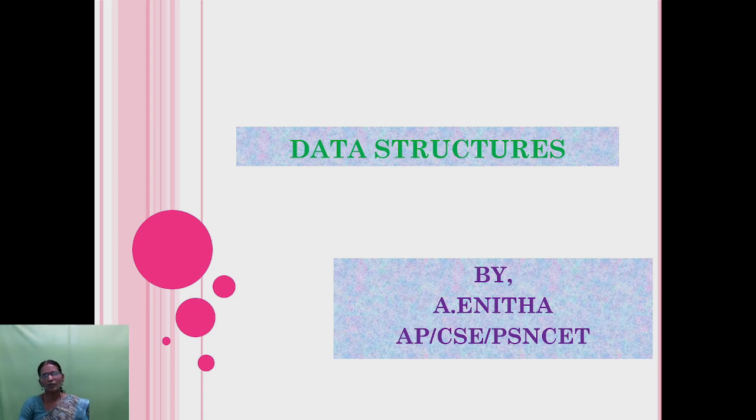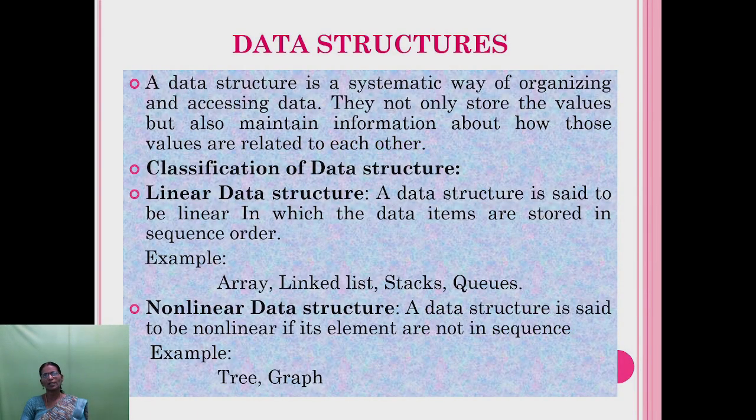What is data structures? Why do we have to go for data structures? Normally, a data structure means a way of organizing data, not only the items stored but also their relationship to each other. Then what are the different kinds of data structures?